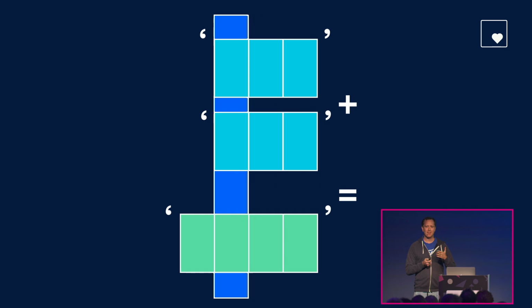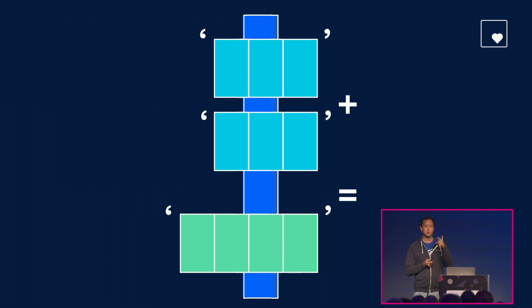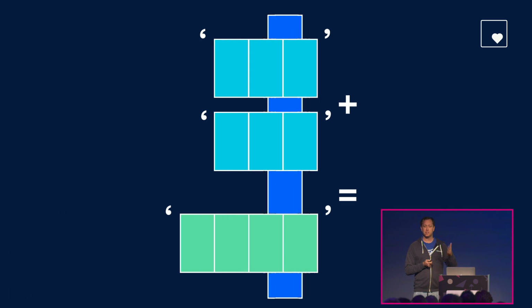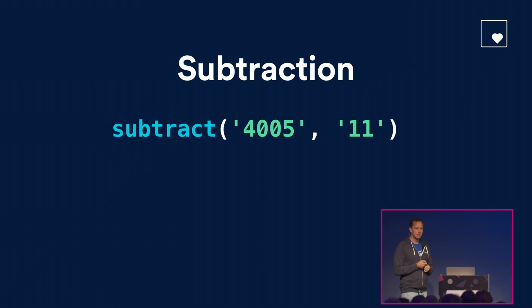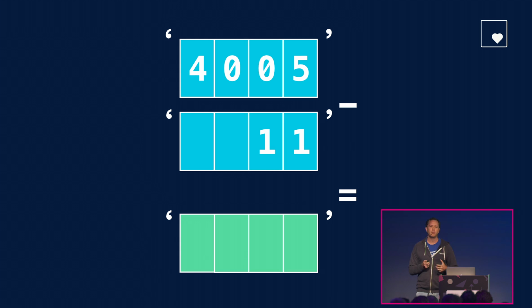And what's interesting is that was actually kind of a really nice algorithm. We were just looking at 2 numbers at a time, and we were just constantly shifting down the number. All right, let's take a look at subtraction. This one's a little bit harder. So say we have the number 4,005, and we want to subtract 11 from it.